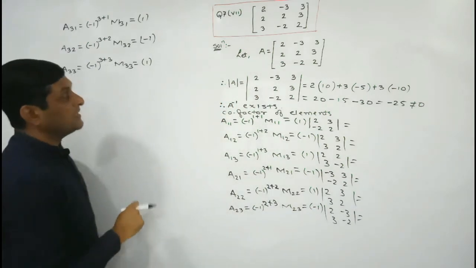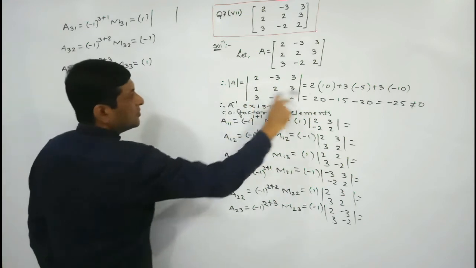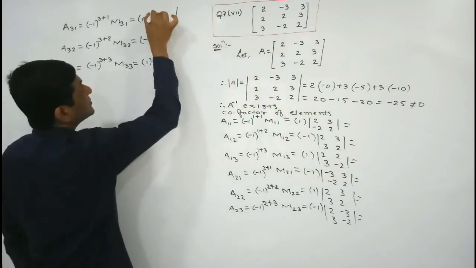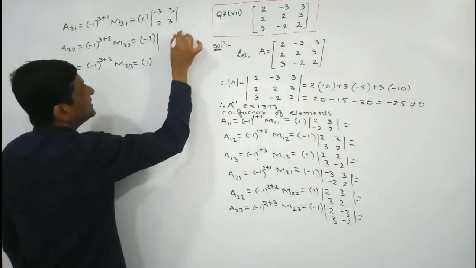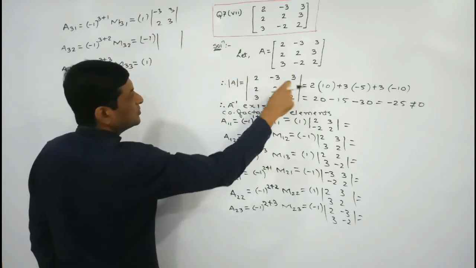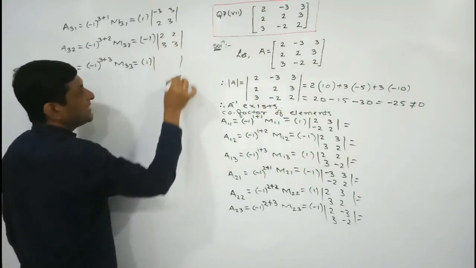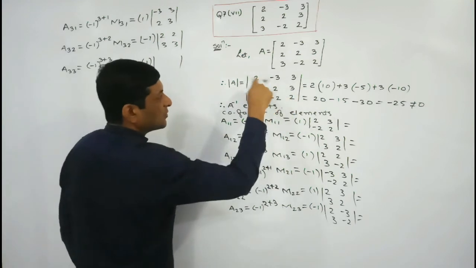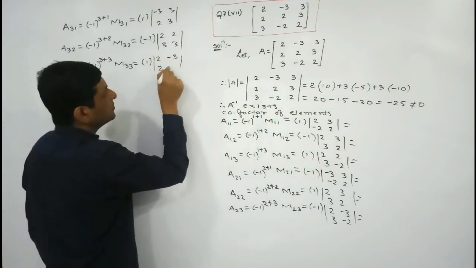Later on, delete the element of third row and first column. Third row, first column: minus 3, 3, 2, 3. Now delete the element of third row and second column: 2, 2, 3, 3. Delete the element of third row and third column. Remaining elements are 2, minus 3, 2, 2.